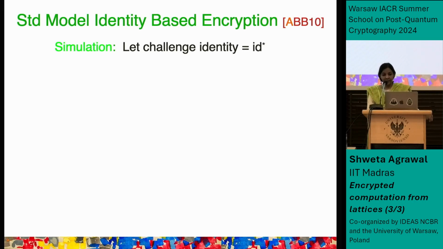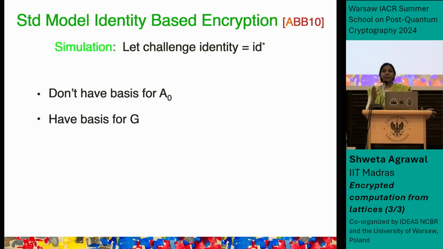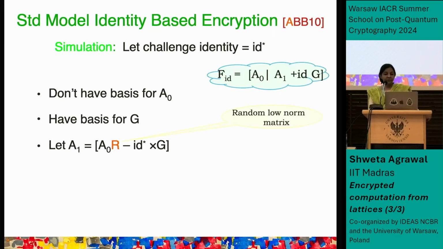Now let my challenge ID be ID star. Again, I cannot have a basis for A0, for the same reason as before. But here's my gadget magic again. I have a basis for G. And what I'm going to do is set A1 in this way: A0R minus ID star times G. This is uniform by the leftover hash lemma. We saw this yesterday. A times R plus anything times G is uniform by the leftover hash lemma.